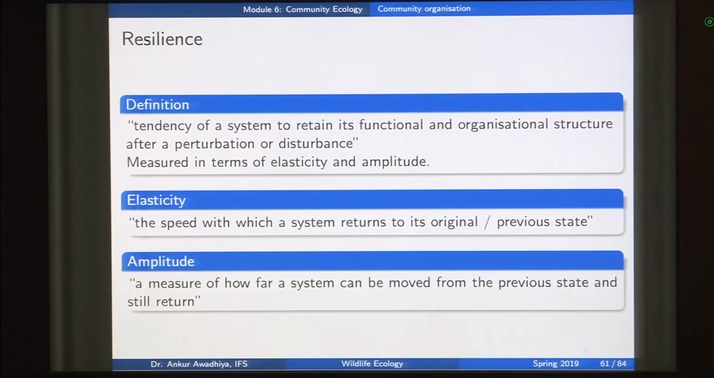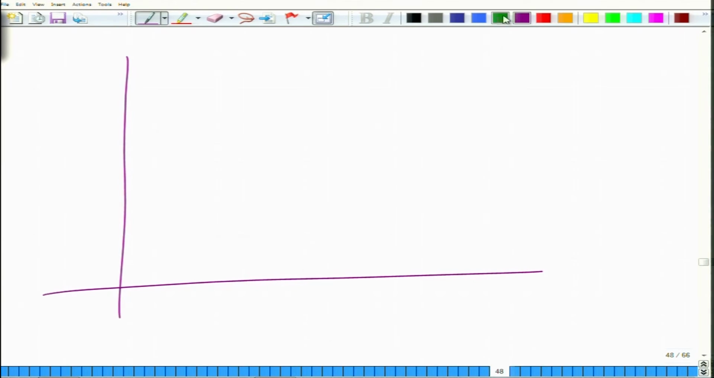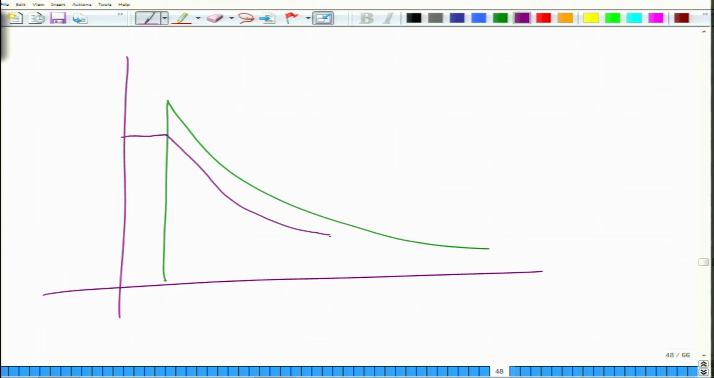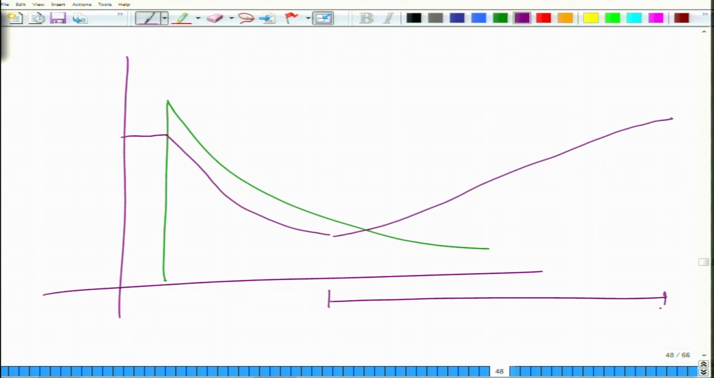Now, elasticity is the speed with which a system returns to its original or previous state. So, for instance, for the community you gave a nutrient spike, because of which the amount of biodiversity reduced. Let us say the biodiversity was this much, and then it reduced, and then after a while it was coming back to normal. Now, the question is how fast will this come back to normal? Does it take this much amount of time, or is it able to come back very quickly?